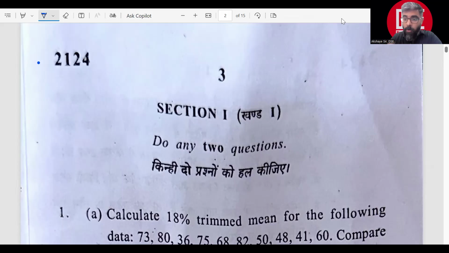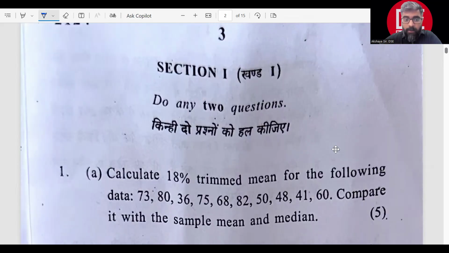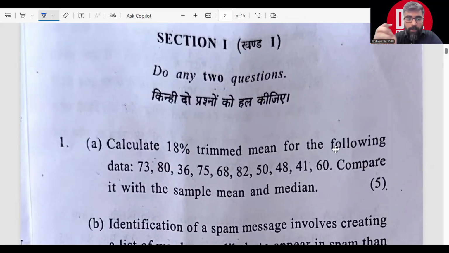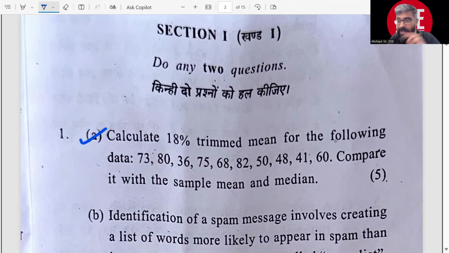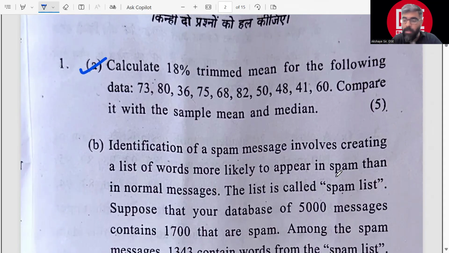Now, all my students can recall that in my previous lecture, we had solved question 1 part A, which was calculating trimmed mean and comparing it with mean and median, a topic which I cover in detail in my lectures on descriptive statistics. In this lecture, I'm going to start with the discussion of question 1 part B. So I hope all students can see part B on your screens. Let's quickly start with the discussion of this problem.